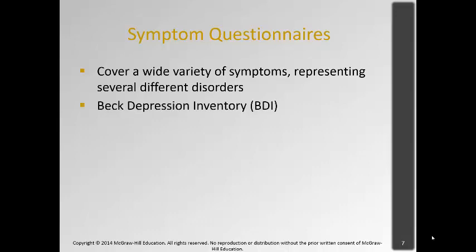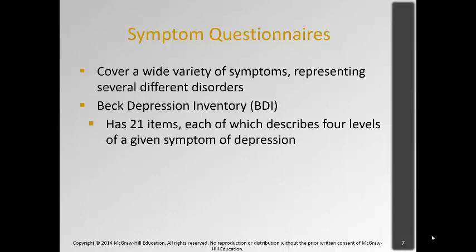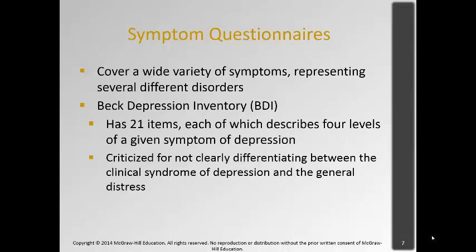The Beck Depression Inventory is one of the most commonly used self-report measures. It's a self-report measure of depression that has 21 items. Each item is scored on a 4-point scale, 0 to 3, and scores range from 0, not depressed at all, to 63, incredibly depressed. So the BDI has been criticized for not clearly differentiating between the clinical symptom of depression and general distress. But since it's a symptom questionnaire, the goal really is not to provide a diagnosis, but rather to talk about the degree to which somebody is experiencing depression.